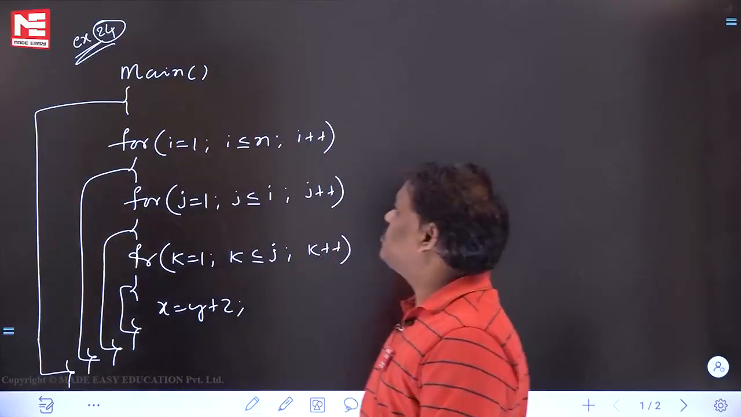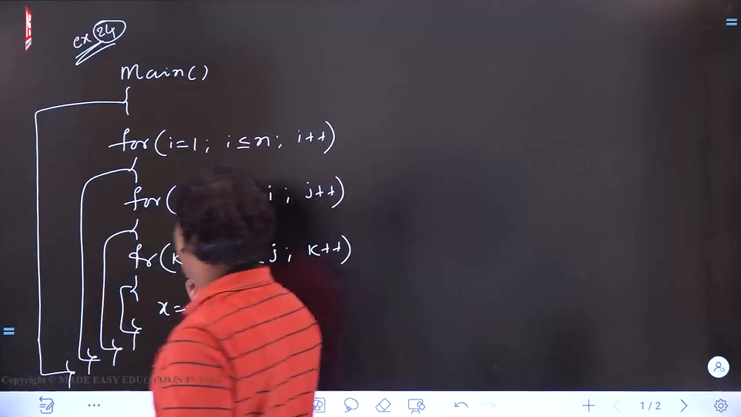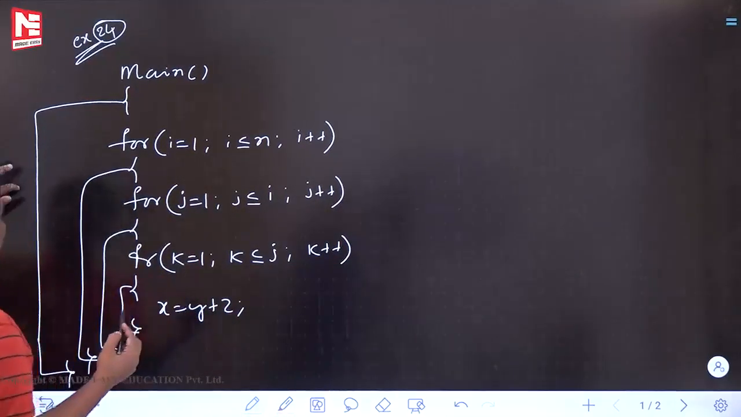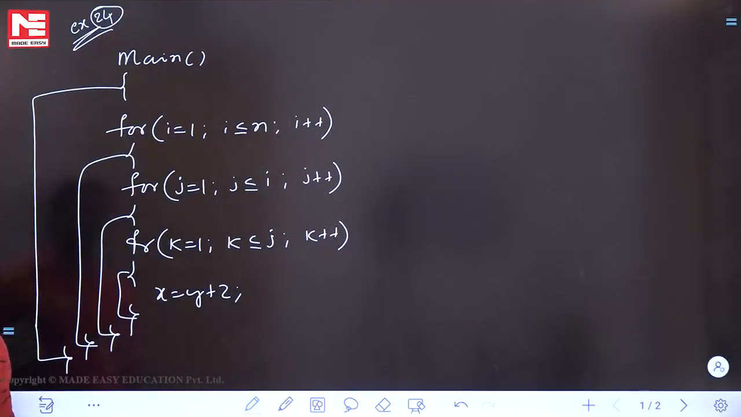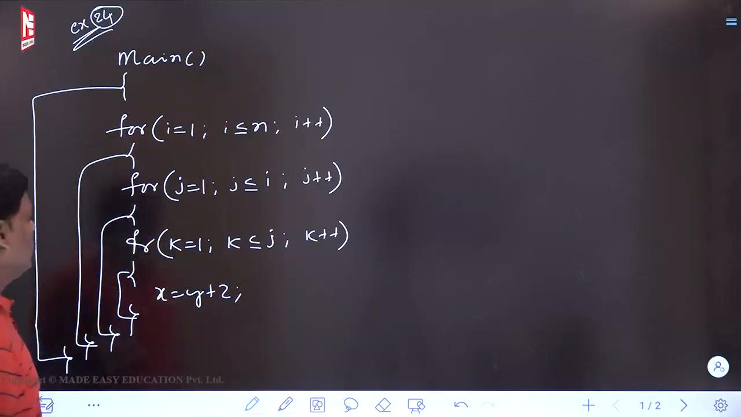Right. Let's see the next problem. I think the previous problem was 23, now 24. Let me start this. I have written the program already. See this problem also. I think there are inner loops: I loop, J loop, K loop. Inner loops are there.